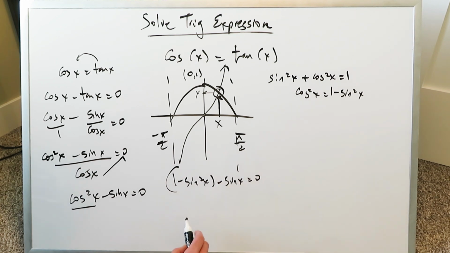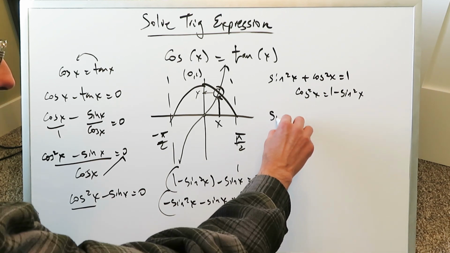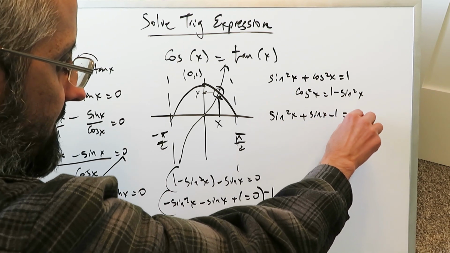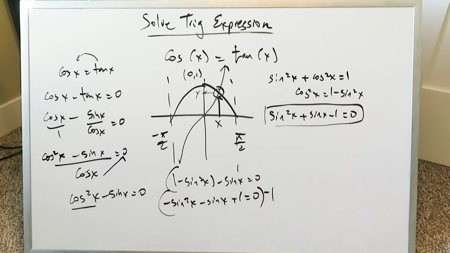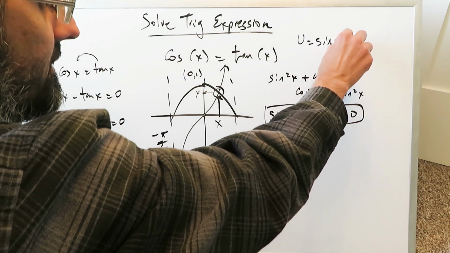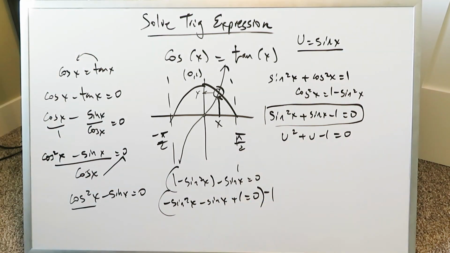I would open this up and I'd have a quadratic equation. Minus sine squared x minus sine x plus 1 is equal to 0. I can multiply everything here by minus 1 and flip the signs around. I'll have sine squared x plus sine x minus 1 is equal to 0. And that's my quadratic equation, which will help me find that point. I can do a substitution. If u is equal to sine x, then I'm really looking at u squared plus u minus 1 equals 0. And now use the quadratic formula.